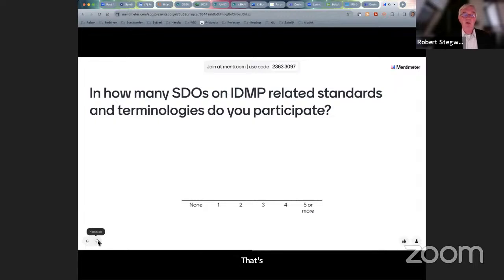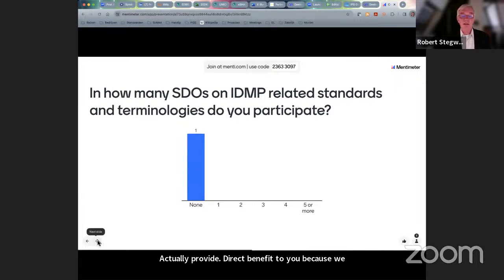That's just to give us an idea of how much work it is to keep up to date with IDMP and the related standards and terminologies. We'd like to ask you to answer this question so that we get a feel of how many communities you are currently part of, and whether this collaboration of SDOs actually provides direct benefit to you, because you don't need to be in 5 places at the same time, but can be in one place for a one-stop shop discussion on IDMP related standards and terminologies.